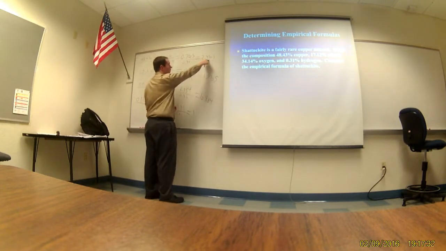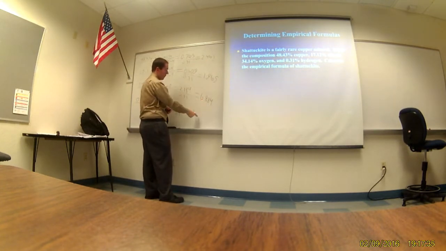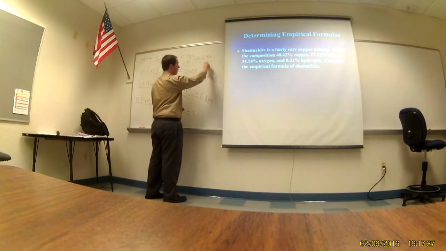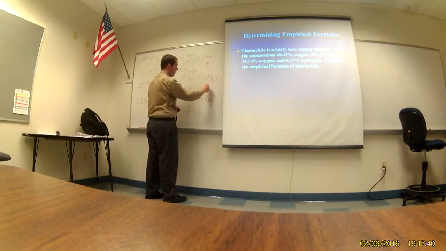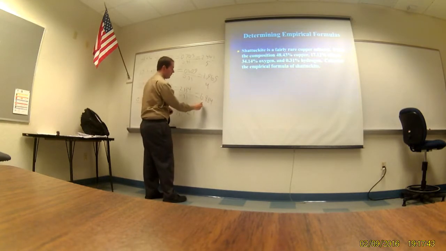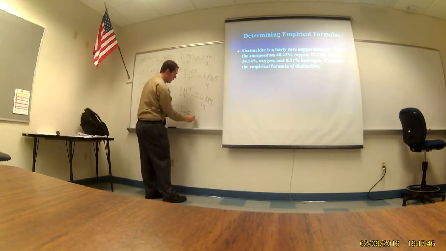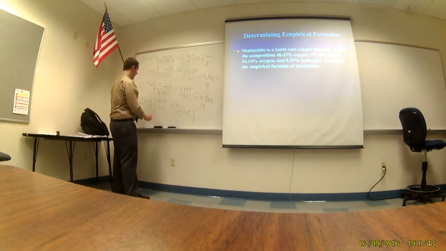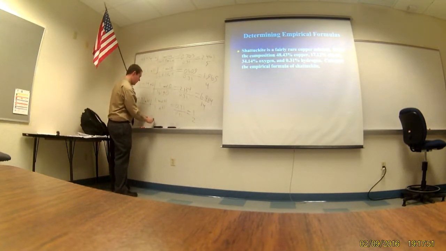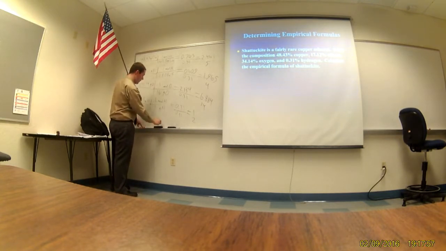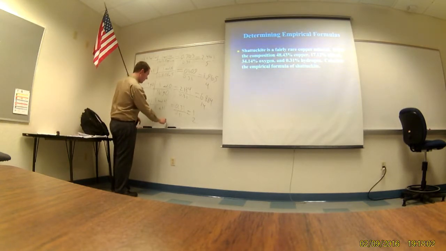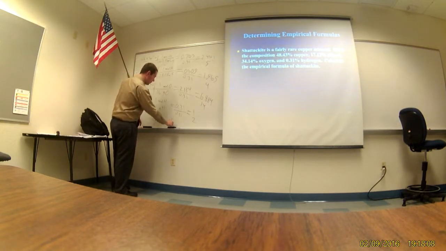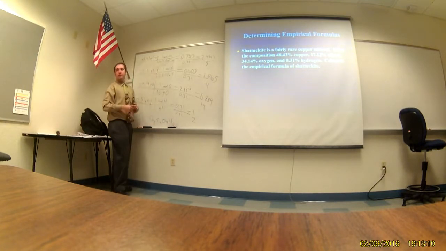So I can't just multiply that one by 2. I have to multiply them all by 2. So this becomes 5. That's 2 times 2 is 4. 7 times 2 is 14. 1 times 2 is 2. So what we end up with is copper 5, silicon 4, oxygen 14, hydrogen 2. Why did you multiply by 2?